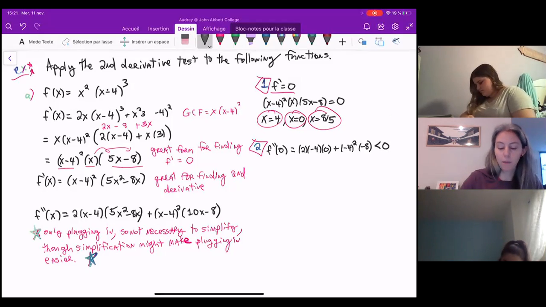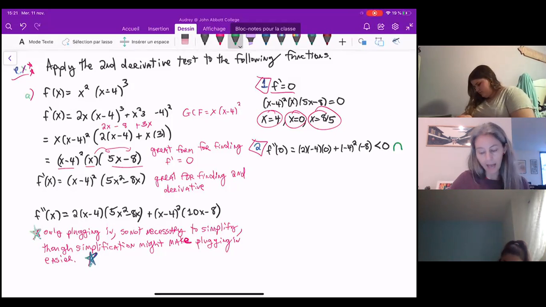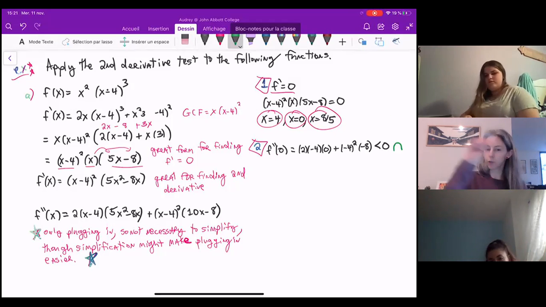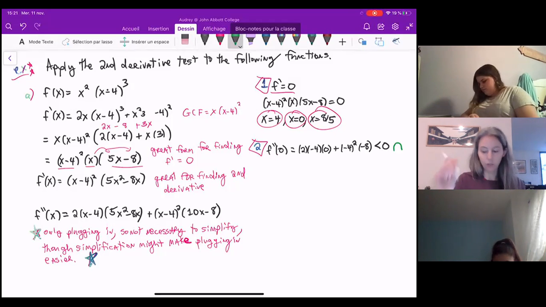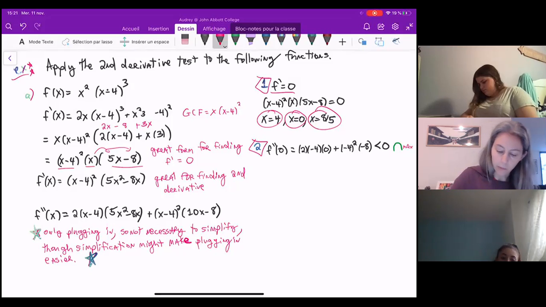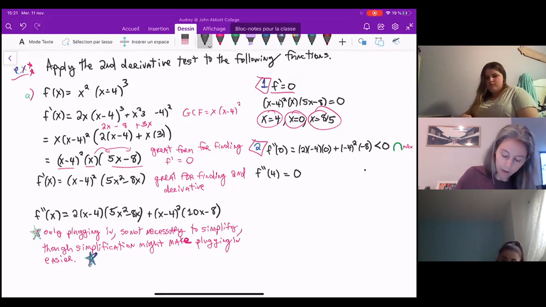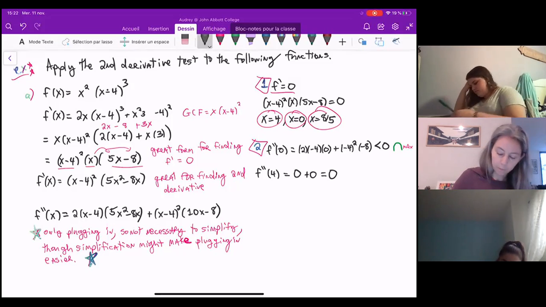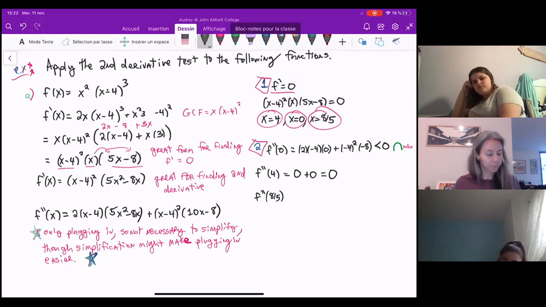So is that a max or a min? Less than 0, remember that means it's sad. And it's useful to always draw those things. So if it's sad, you got it. It's going to be a max. And then we're going to do f double prime of 4. And here I end up with 0 plus 0, so that equals 0. We'll come back to that in just a second. And then we're going to look at f double prime at 8 over 5.